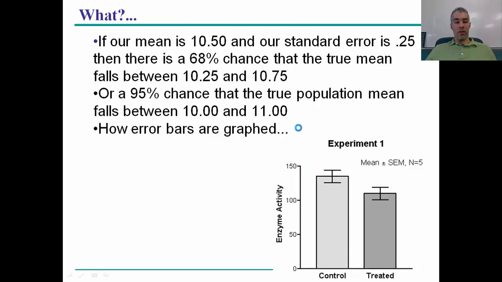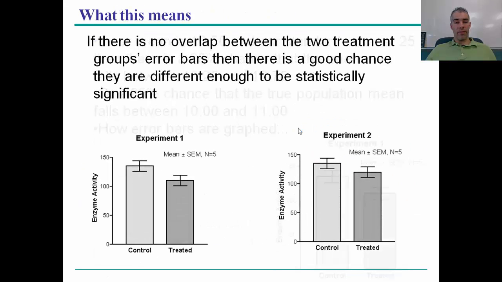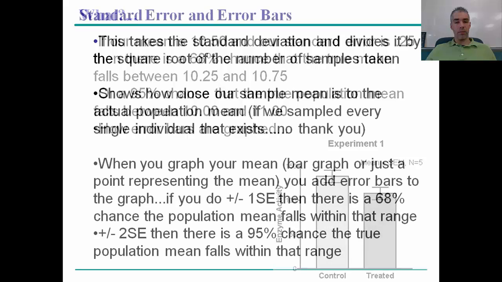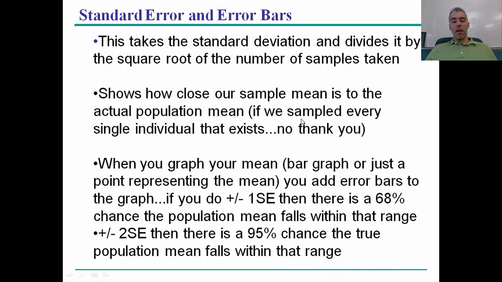If you do plus or minus 1 standard error and add error bars, there's a 68% chance that the true population mean falls within the range that you put on that graph. It'll make more sense in a second when I put it on there. If you do 2 standard errors from the mean, so you do the standard error calculation and multiply it by 2, and then put the bars on, plus or minus that value, there's a 95% chance that the true population mean falls within that range.